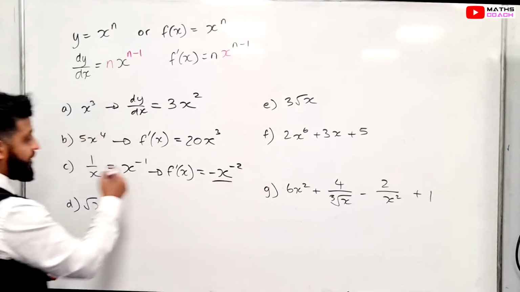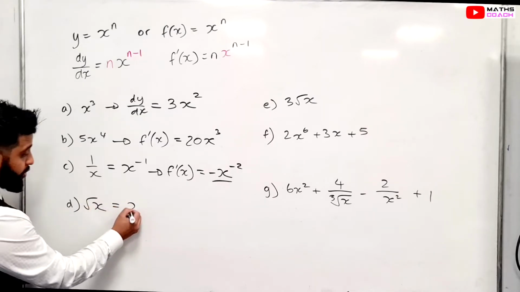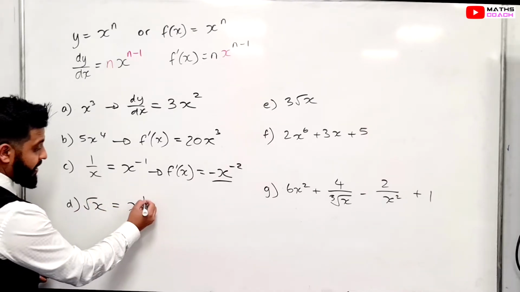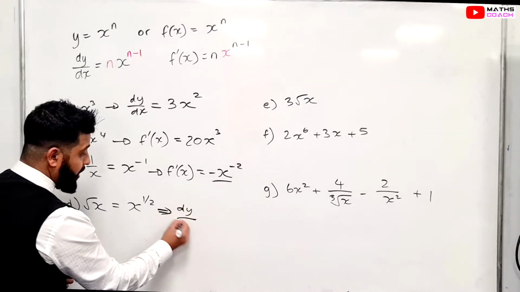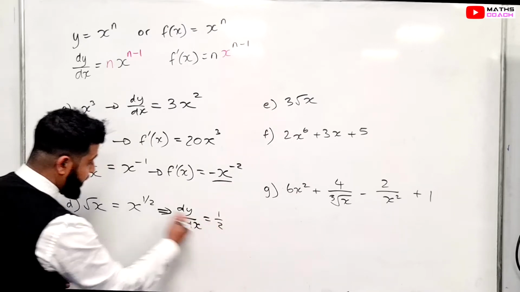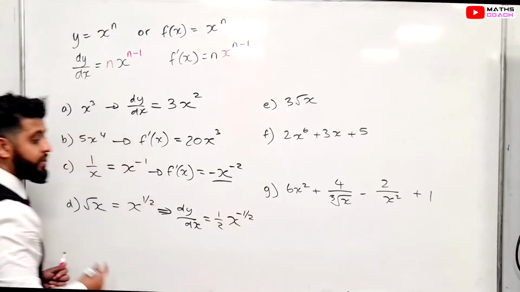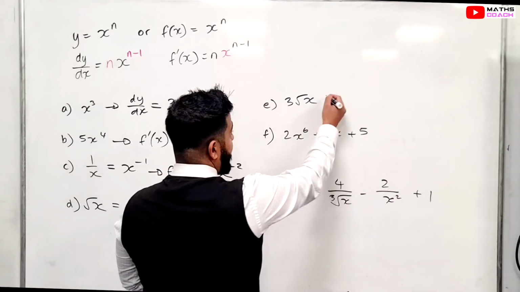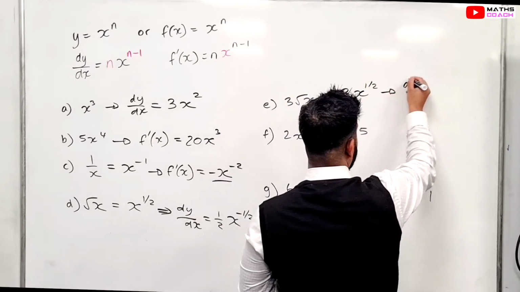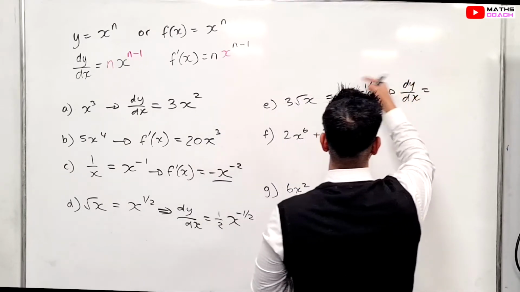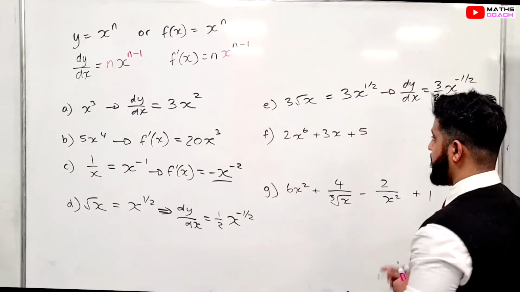So that's differentiation. This one again, what we need to do is use our indices. So root x is x to the power of a half. So when we differentiate this now, we get dy over dx is equal to a half x, and we take away 1 from the power, which would put us at minus a half. This one, we will rewrite as 3x to the half. So when we differentiate this, dy over dx, we bring the half down here, giving us 3 over 2 x to the power of minus a half.